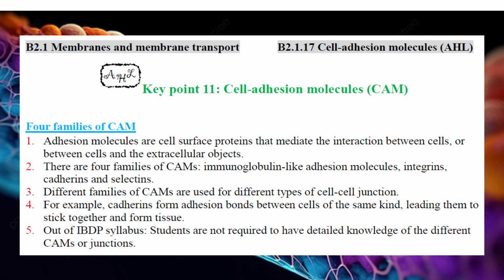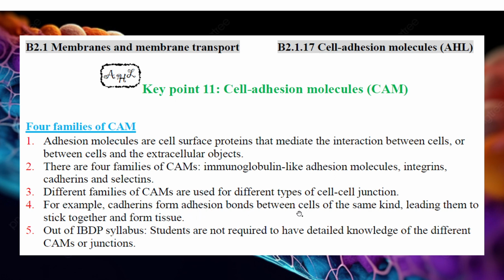And later we learn something called CAM, cell adhesion molecule. We just learn it a little bit, not in detail, because IBDP doesn't want you to go too deep on it. You just need to remember CAMs are molecules for the interaction between cells. Adhesion molecules are cell surface proteins that mediate the interaction between cells, or between a cell and the extracellular matrix. There are four families of CAMs: immunoglobulin-like adhesion molecules, integrin, cadherin, and selectin. You just need to remember the names. The details are outside our syllabus.